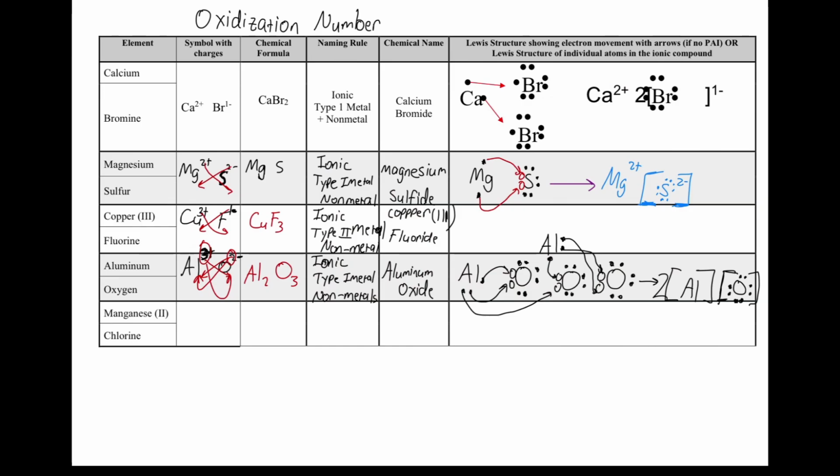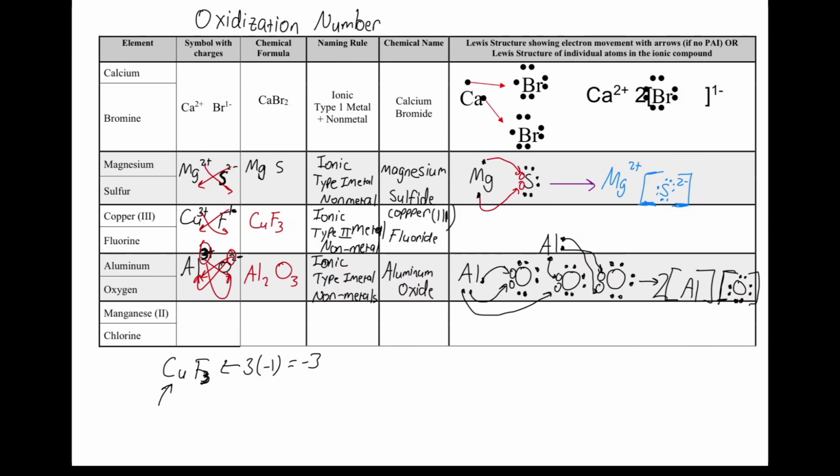Let me write that down. CuF3. I think I said we'd have a -3 charge from fluorine. But anyway, CuF3, right? I will have 3 -1 charges for a total charge from the fluorine of -3.